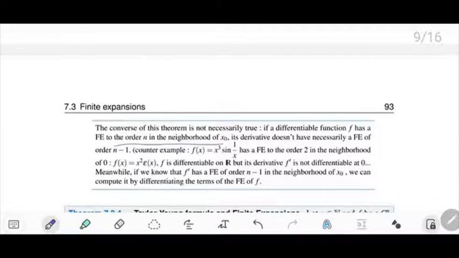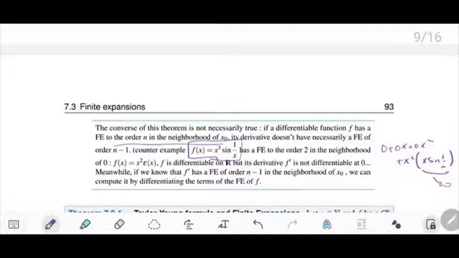We take as a counterexample this example. So this function has a finite expansion to the order 2 in the neighborhood of 0, because it can be written as 0 plus 0x plus 0x squared plus x squared times x sine 1 over x, which is something that goes to 0 when x tends to 0. So it has a finite expansion and it's differentiable, but its derivative f prime is not differentiable at 0, so it cannot have a finite expansion to the order 1. But you see, so it doesn't work because f prime is not differentiable.